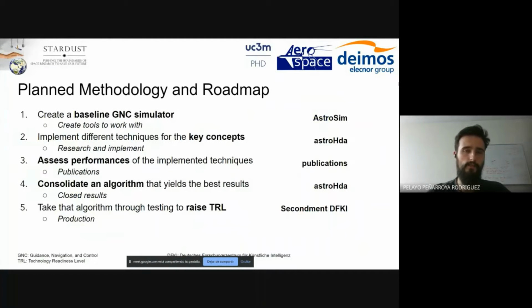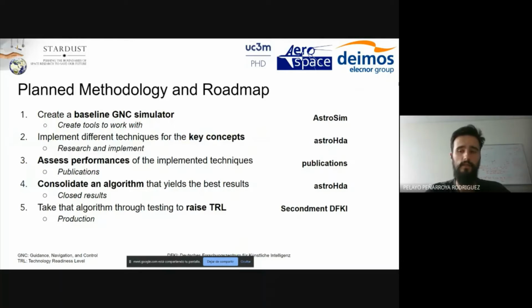So at that time, we planned a methodology and a roadmap. The first thing was to create a baseline GNC simulator, which we called AstroSim, and then implement the different techniques for the key concepts I just showed you before. One of which was this hazard detection and avoidance systems, which I now collected into this module called Astro HDA, which belongs to AstroSim. To assess the performances, we wanted to perform some analysis.